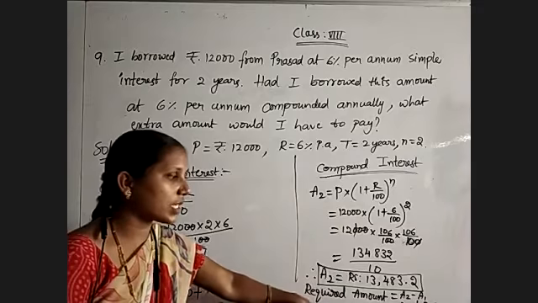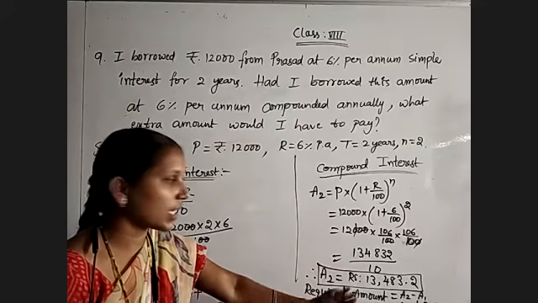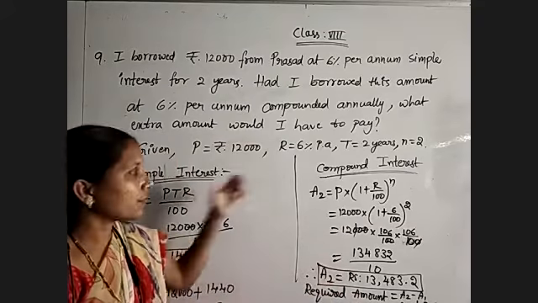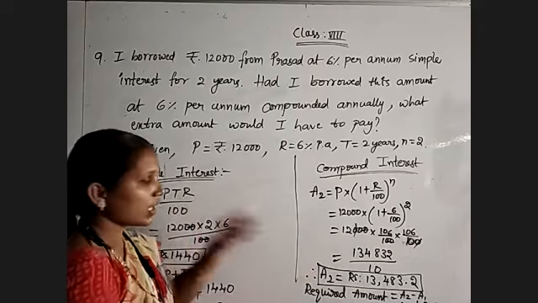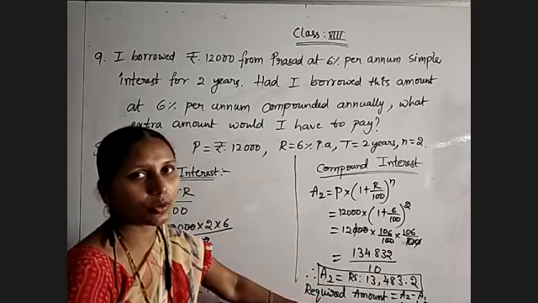So the difference is 43.2 rupees. That extra amount he is paying if, instead of simple interest, he is taking compound interest. In that case he needs to pay 43.2 rupees extra.